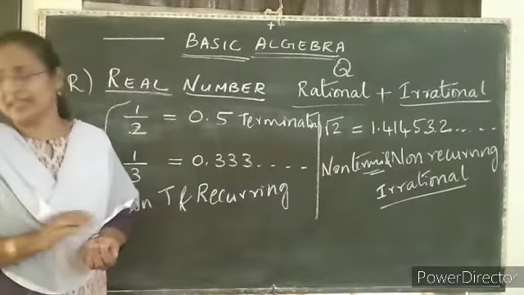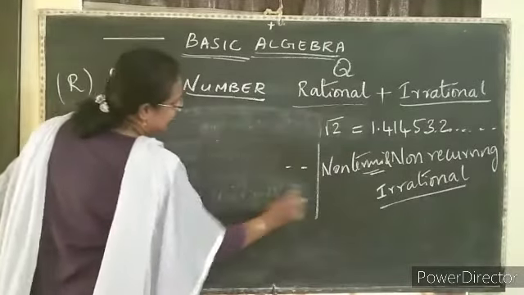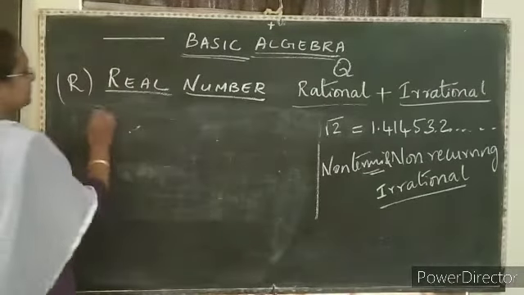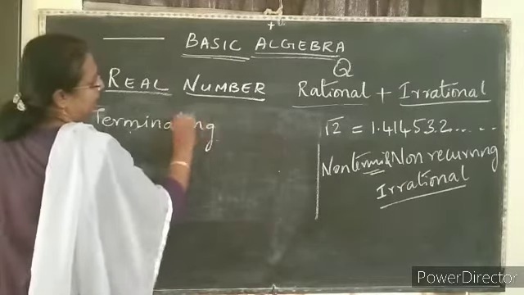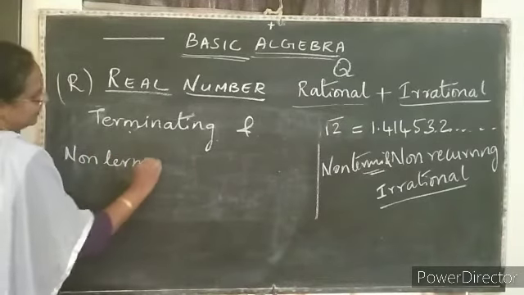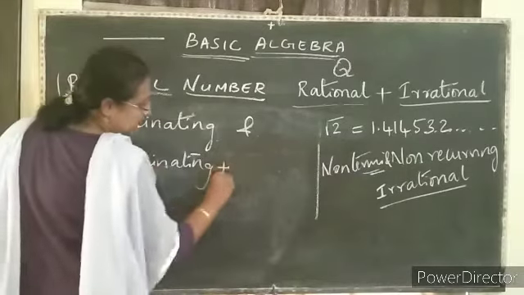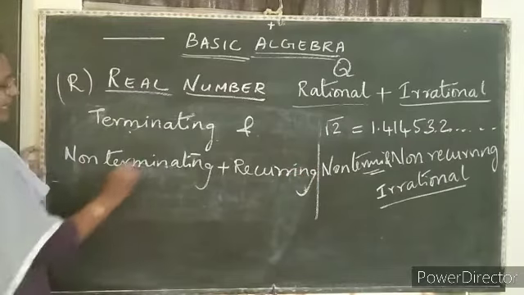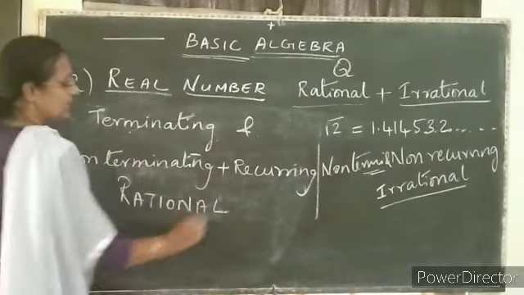A rational number is a number that terminates, and also a number that is non-terminating. So it can be terminating, and non-terminating, as well as non-terminating plus recurring. If this happens, we can say this is a rational number.